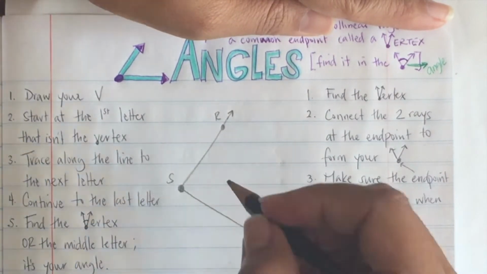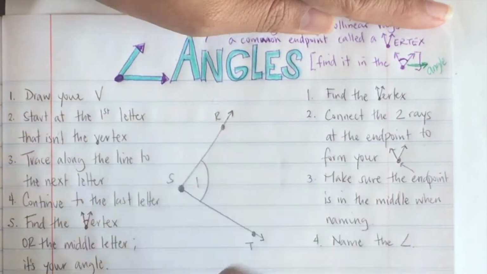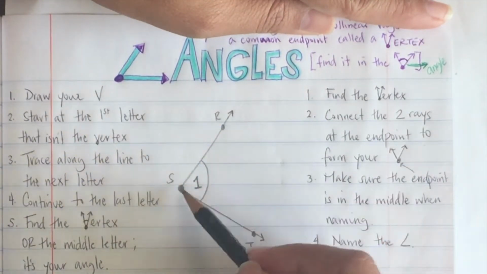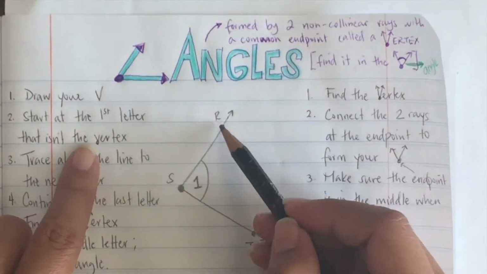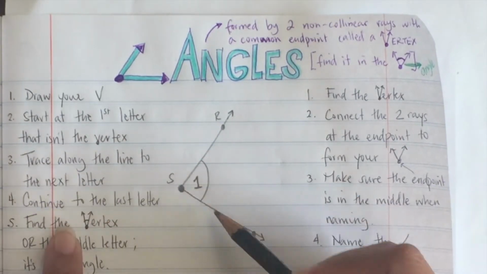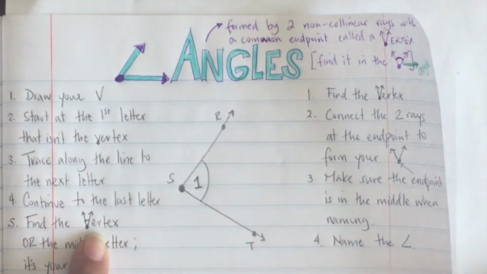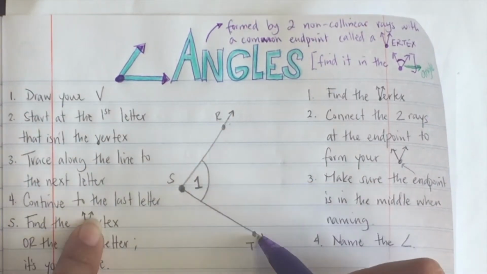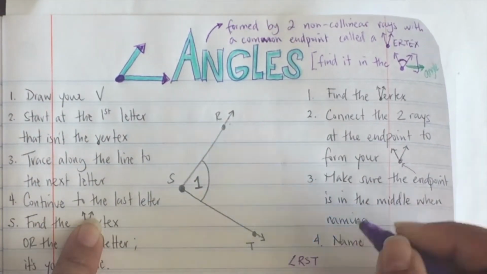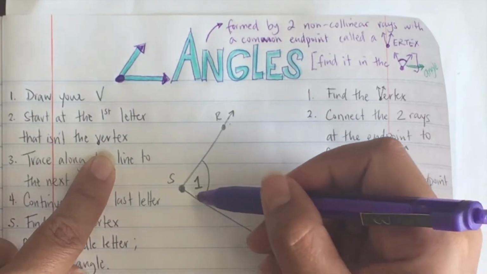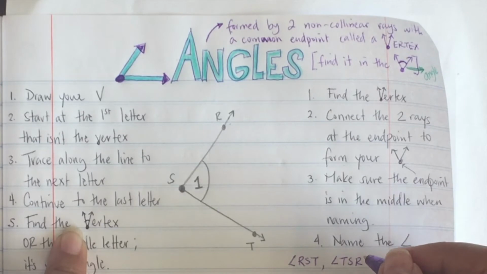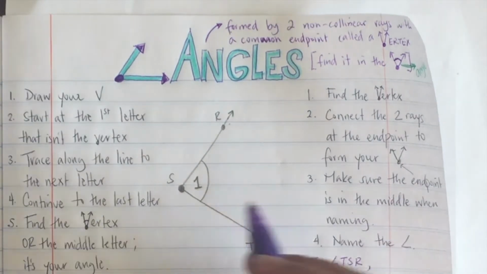Name the angle. So to name the angle, you start at any letter that isn't the vertex. So we're going to start at R. Trace it to the vertex, to the next letter, and then continue to the last letter. So it's RST. So angle RST. You could also start from the other side and go to the vertex and then go to the other letter, so angle TSR.